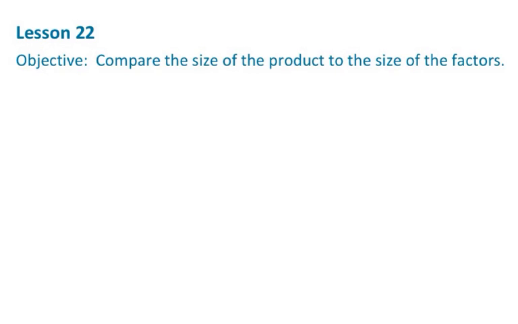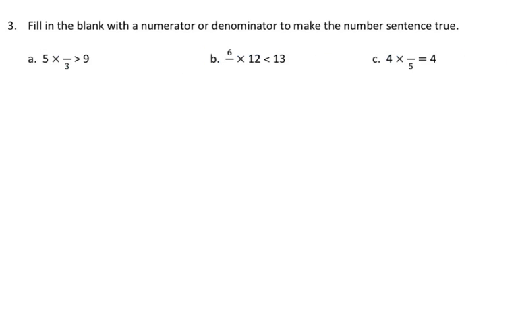This is grade 5, module 4, lesson 22, and the objective in this lesson is to compare the size of the product to the size of the factors. So in this lesson, I'm going to look at homework problem number 3, and it says, fill in the blank with a numerator or denominator to make the number sentence true. And I have A, B, and C here for you.